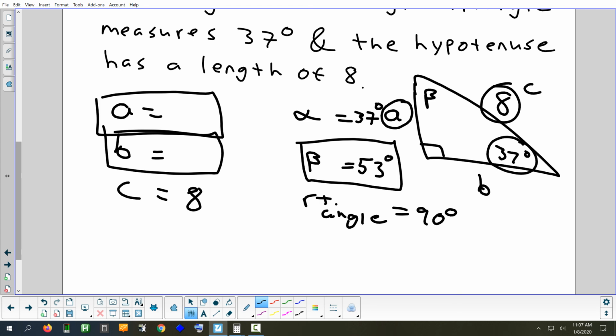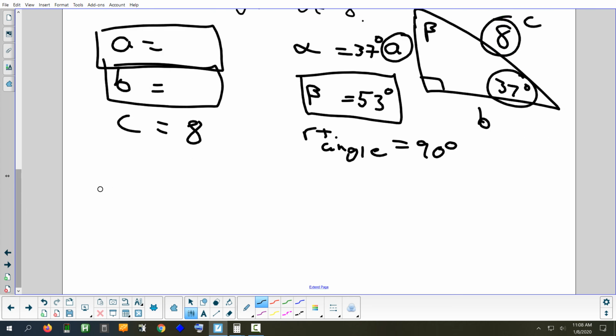Now we have to figure out the trig function to find A. It's either sine, cosine, or tangent. Look at A. Look at 37. What's the name of side A from the perspective of the 37? Yeah? The opposite. It's the opposite. What's the name of the side that's 8? Yeah? Hypotenuse. There's only one trig function that has opposite and hypotenuse in it. Is it sine, cosine, or tangent? Sine. Yep. So, I'll just write down what we're doing.